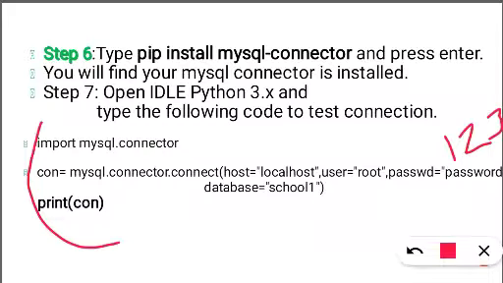So that you have to put inside the double quotations. Getting it? And then database is equal to school1, because I have already created a database named school1. And then after that you have to print con. I hope this is clear to you all.